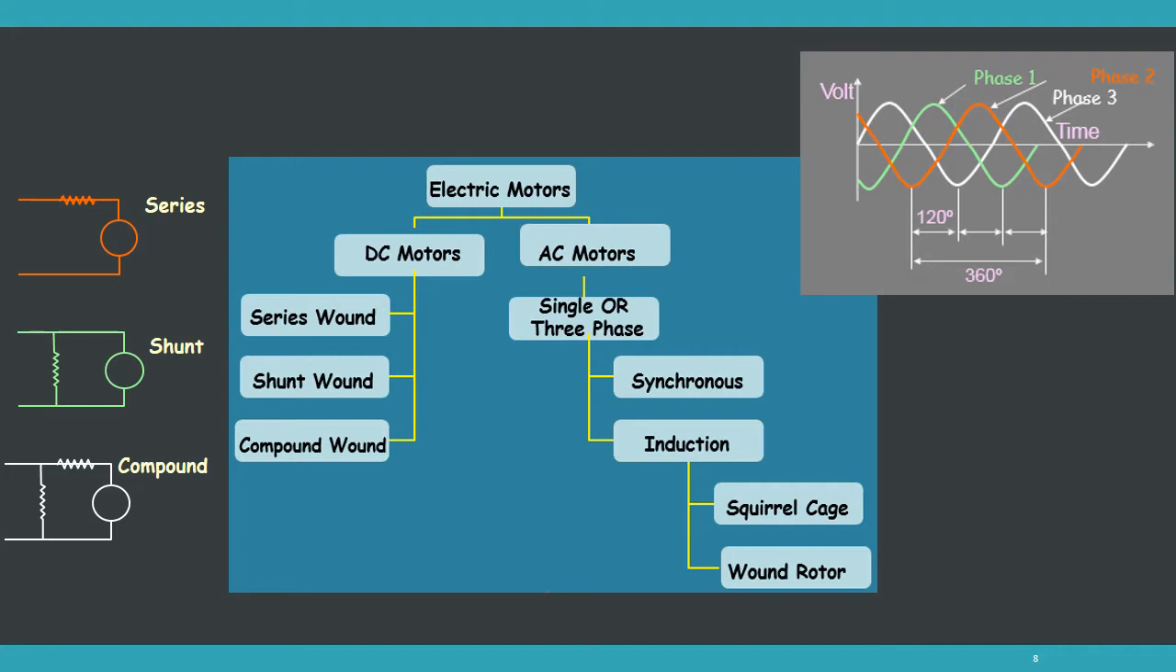There is another type also, which is called the induction. Induction can be classified into squirrel cage or wound rotor. On the other hand, DC motors have three main categories. Actually, it's classified based on the electrical circuit. If it's connected in a series, it's called series wound, and if it's parallel, it's called shunt wound, or maybe it can be a combination between the series and parallel.